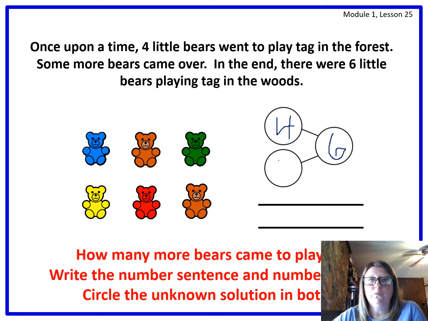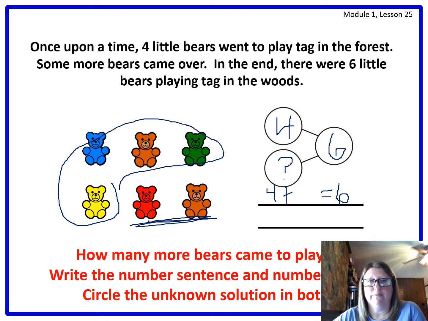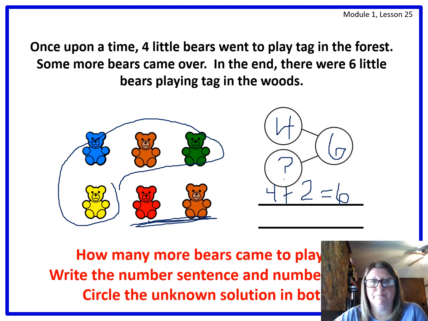So we need to know what the missing add-in is. All right? So 4 plus what equals 6. So if we have 4 here that were over there, these 2 are the ones that came over to play. So 4 plus 2 equals 6. All right.